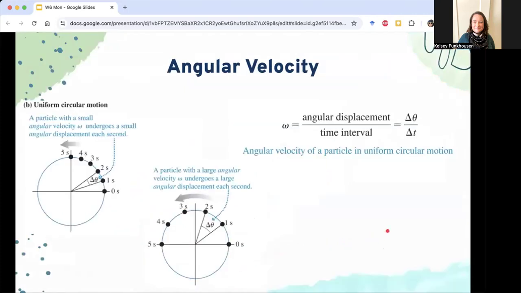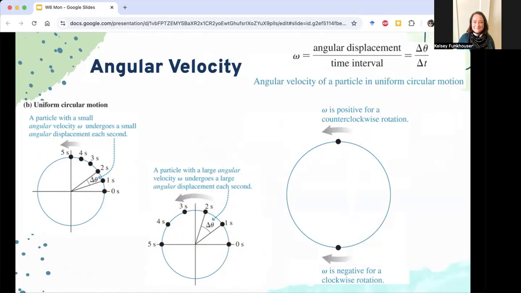So then we have angular velocity, which is the angular displacement divided by the time interval. And that is, again, just like the linear velocity, which is the linear displacement divided by the time interval. And so we can see that in this example, the angular velocity was larger. And in this example, the angular velocity is smaller.